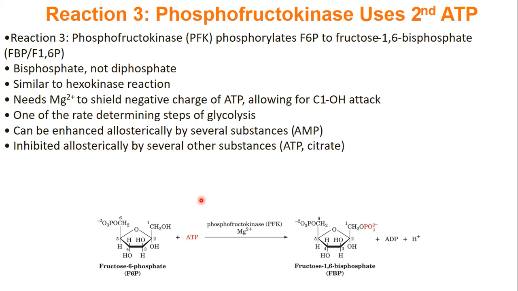So PFK is enhanced with AMP, which makes sense. AMP means you are low in energy, so you want to burn glucose to get more energy. So AMP will speed this up. While if you have a lot of ATP around, this will actually slow down this reaction. It will inhibit PFK, which again makes sense. If you have a lot of ATP around, you don't want to break down glucose and make more ATP.